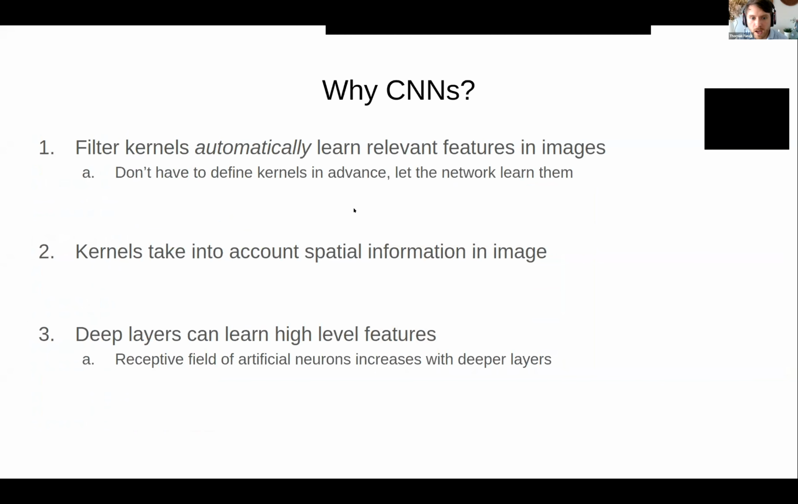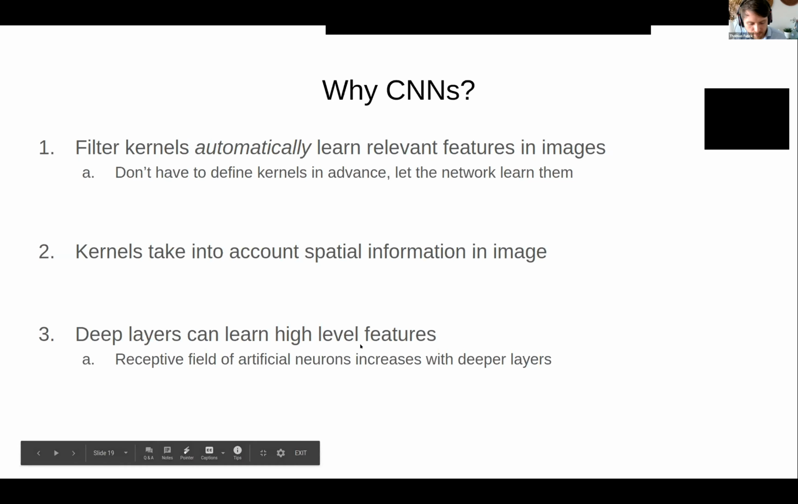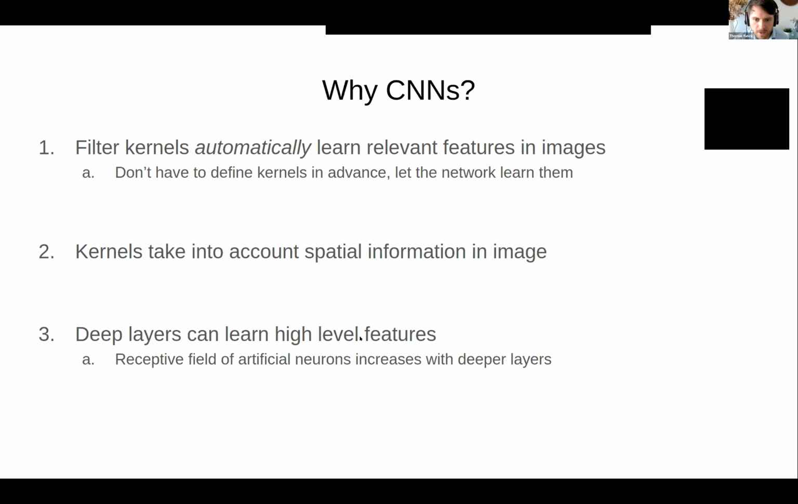The kernels take into account spatial information in the image, which is important because you might have, for example, regions with low pixel intensities, but where you can clearly see that there's a boundary and where something clearly belongs to the brain, even though it's a region with low pixel intensity. And finally, deep layers can learn very high-level features because they're stacked, and the receptive field for the artificial neurons increases as you go deeper into the layers.